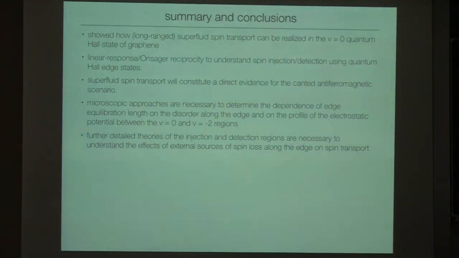Okay, so to summarize, we proposed here a way to realize spin superfluidity in this canted antiferromagnetic state, and showed how one can use this phenomenon as a way to probe this particular state. So if spin superfluidity occurs in the system, it would be a smoking gun signature of this ground state. And we developed a rather simple linear response theory to understand transport through the system. And of course, the future direction is to have a more microscopic understanding of how the injection and detection occurs along the line junctions and the vertices.